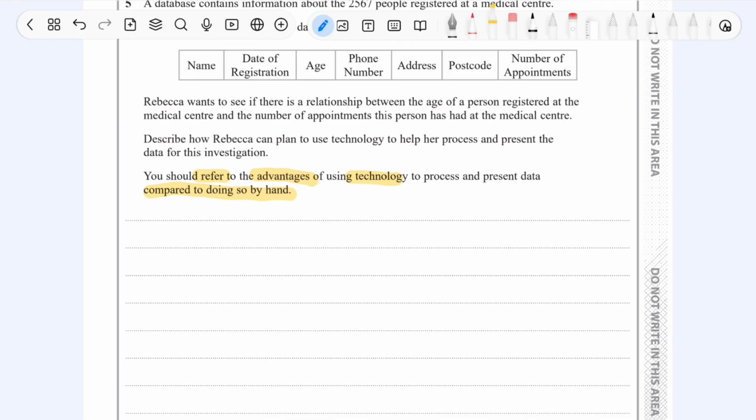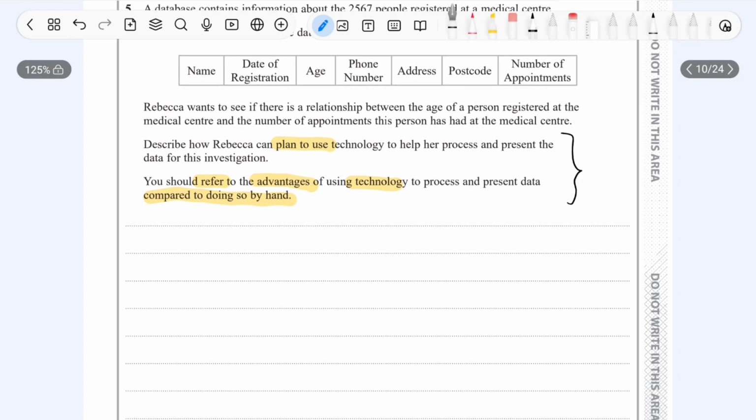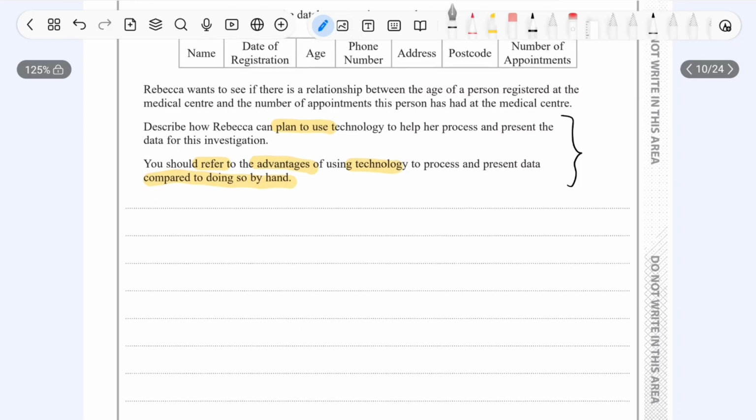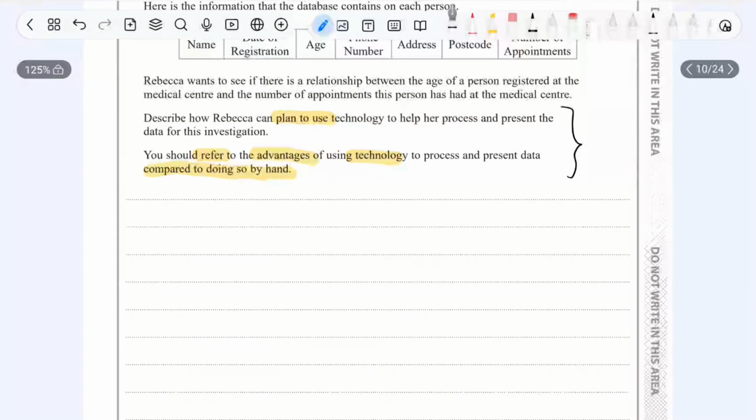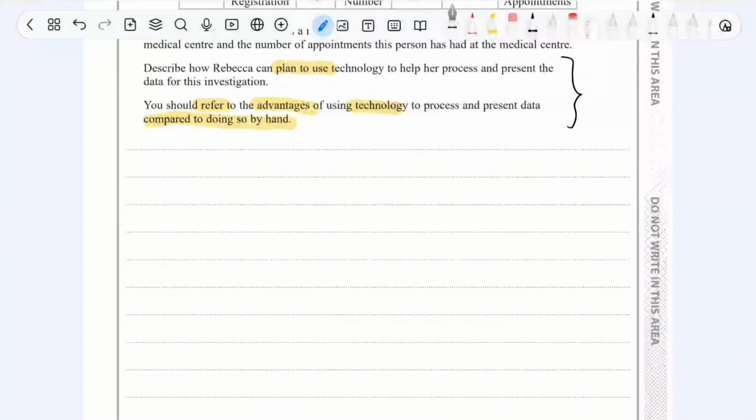So, advantages and planning to use technology. There are two pieces to your answer: the plans to use it, what you can actually do with the technology, and the advantages of doing so. Because it's 6 marks, you're going to want to go for a rough 50-50 split. So you can do 3 general points per heading.